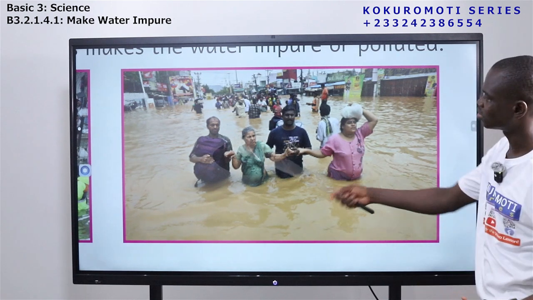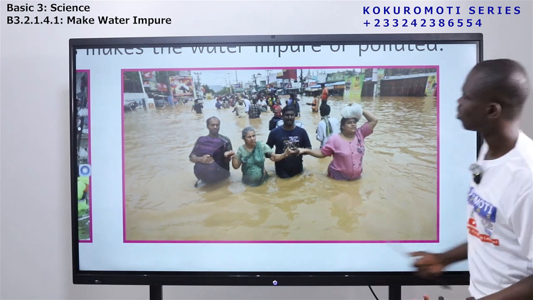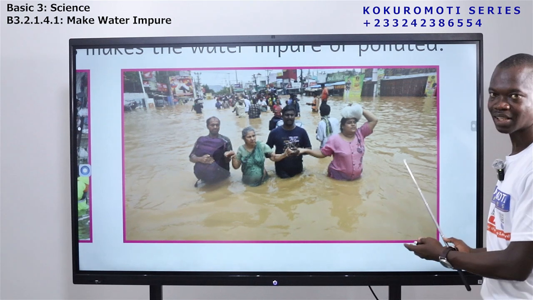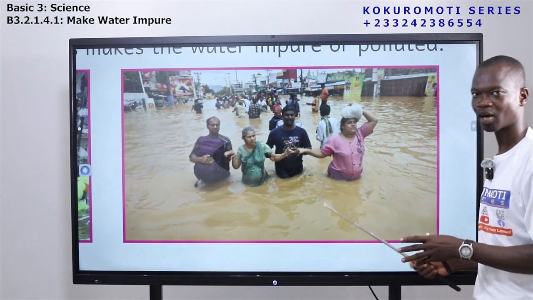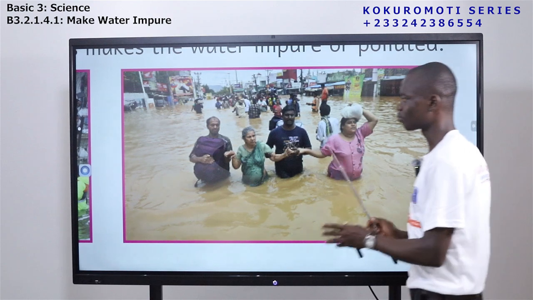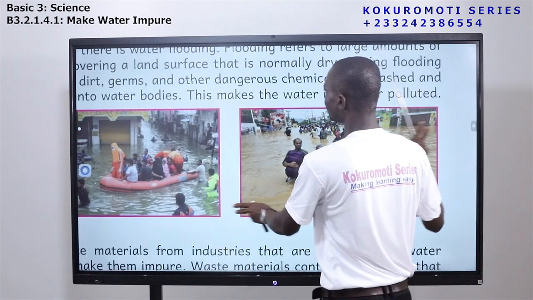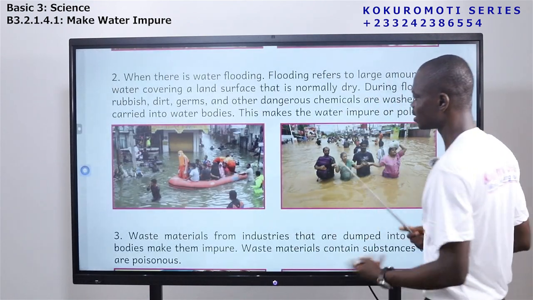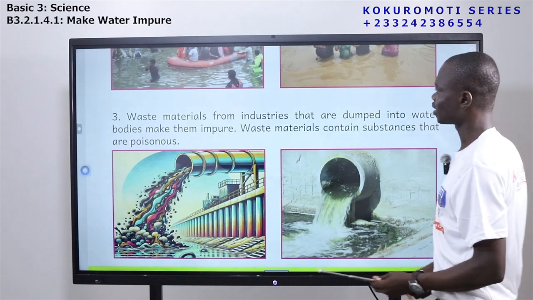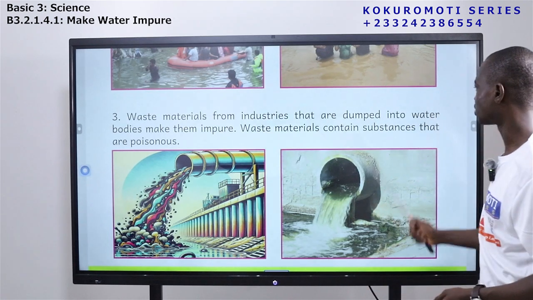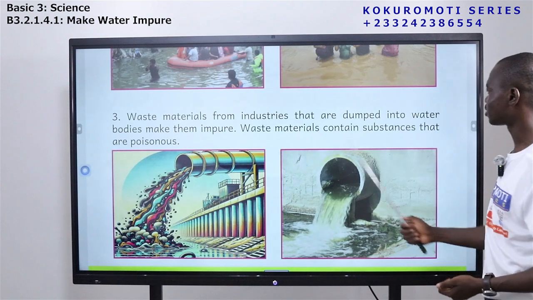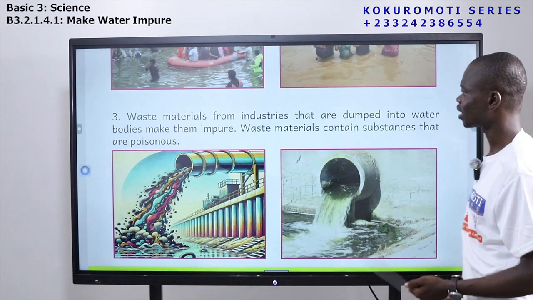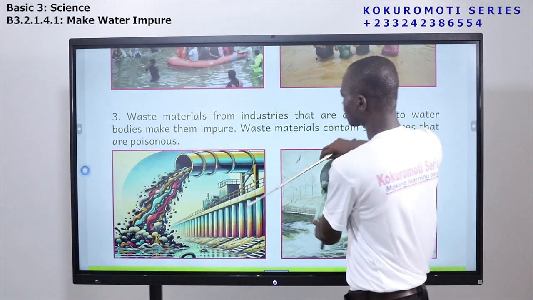Look at these people. Look at all of them. All these places have been covered by what? Water, as a result of what? Flooding. So we are saying that flooding can cause water pollution, or is one of the things that make water impure. The next one is that waste materials from industries that are dumped into water bodies make them impure. Waste materials contain substances that what? Are poisonous.